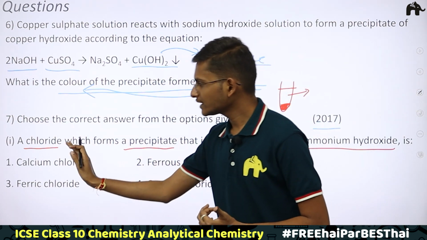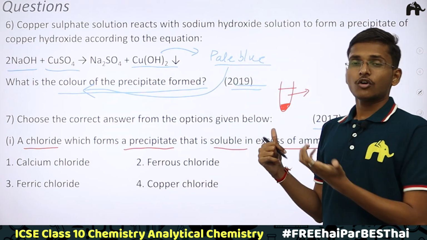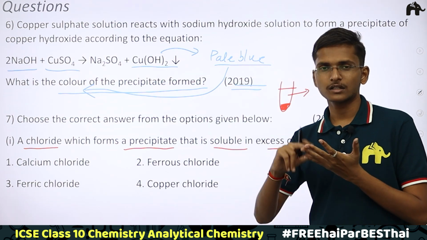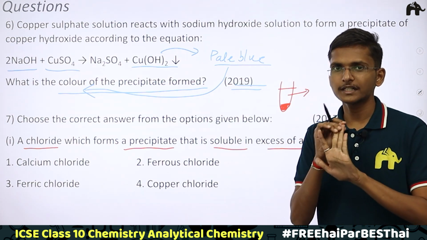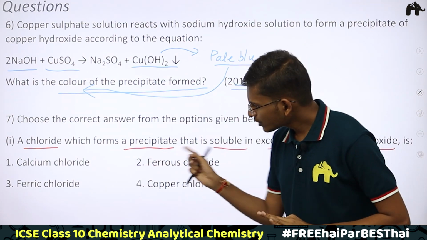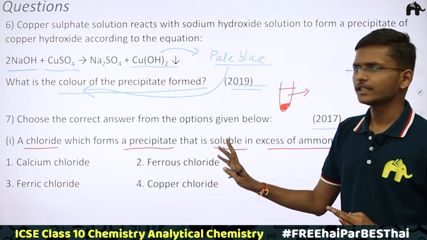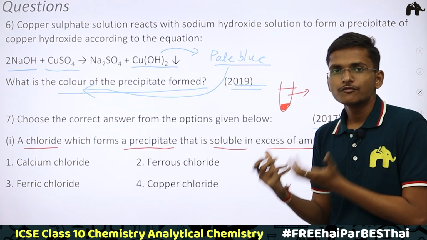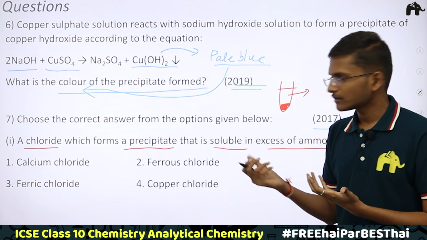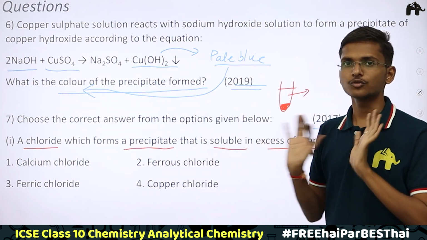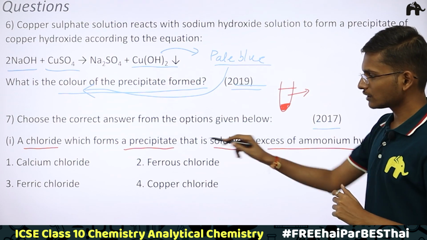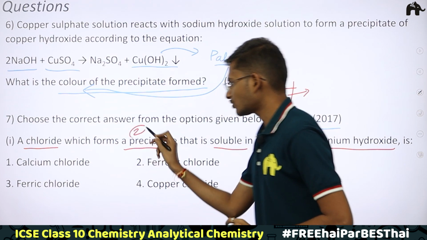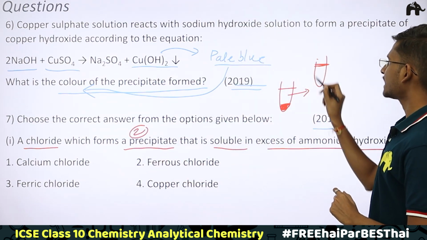Now we know the rule that all chlorides, bromides, and iodides are soluble. Exceptions are lead chloride, mercury chloride and silver chloride. So calcium chloride, ferrous chloride, ferric chloride, and copper chloride are not in the exceptions. This means all these chloride salts are water soluble and can form a solution. So all of these 4 have passed the first test. Fine, they can form this metallic salt solution.